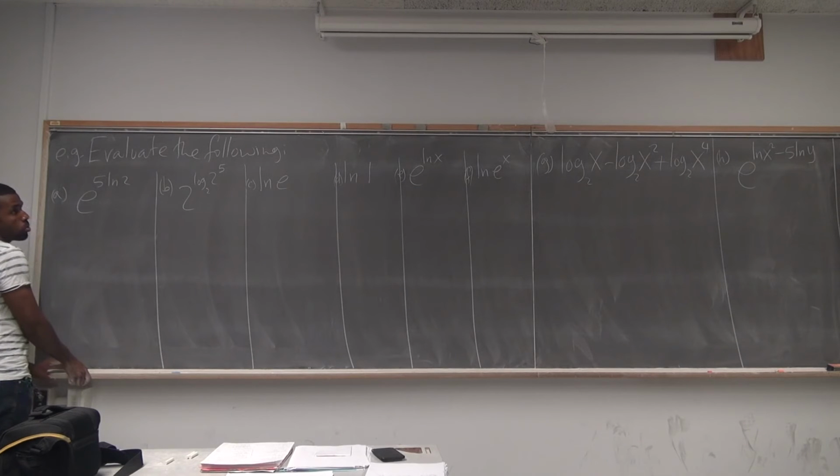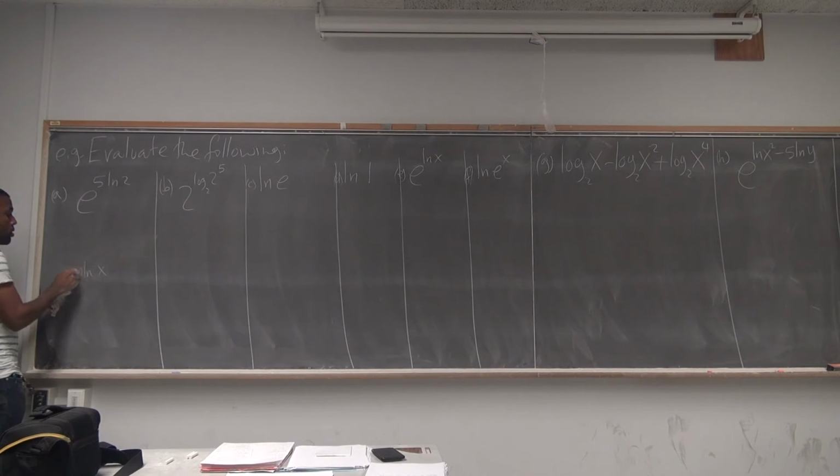So remember what I just mentioned about an exponential and a log canceling each other. One important thing to note is that the e and the ln have to be right beside each other. There can be nothing in between. The coefficient of the ln has to be 1. There has to be a 1 in front of the ln. If it's anything else, you can't apply this rule.